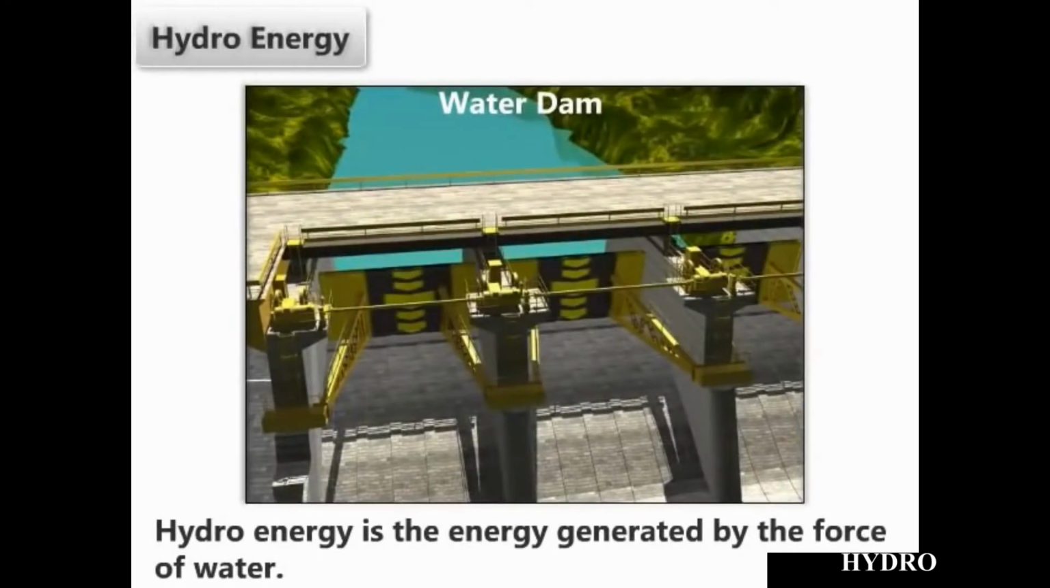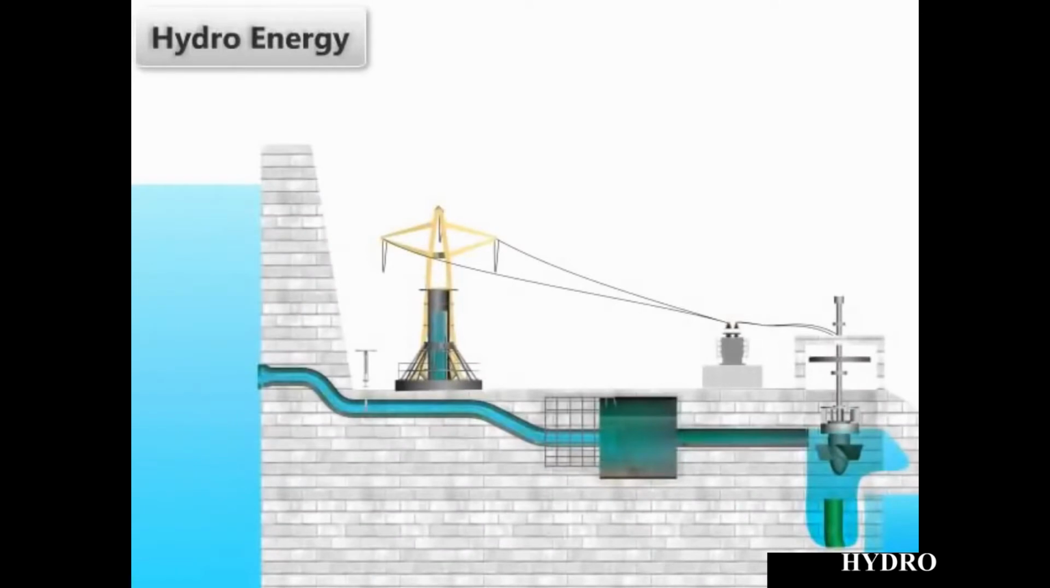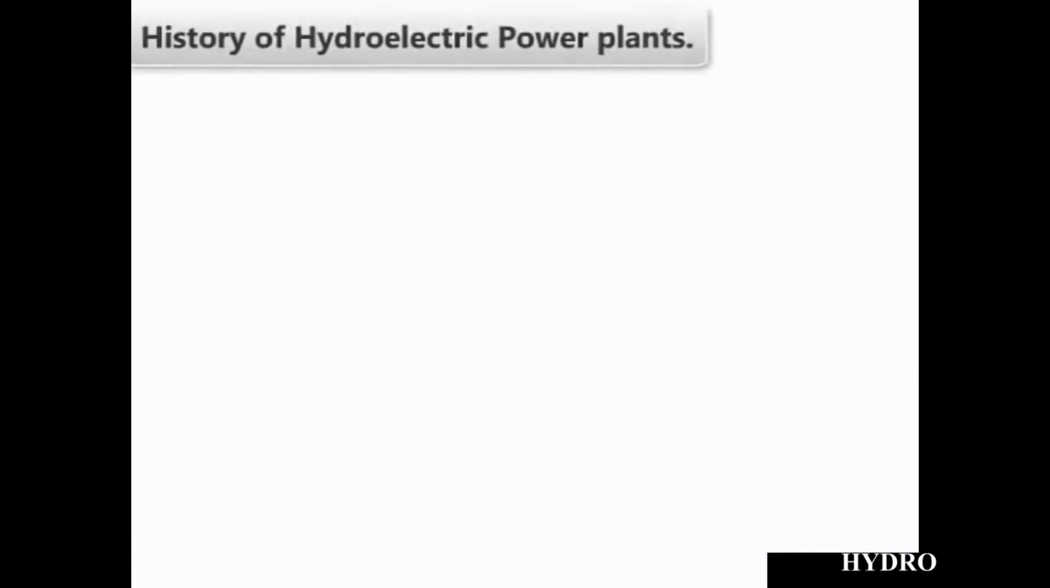Hydro energy. Hydro energy is the energy generated by the force of water. This is a powerful way of generating electricity. The hydro energy is converted into electric energy by a hydroelectric power plant, and this energy is called hydroelectricity.